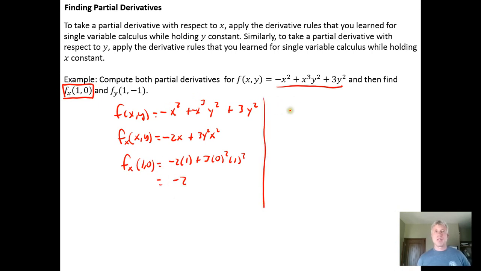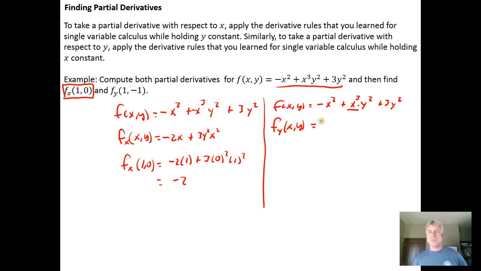So if we're taking the derivative instead with respect to y, we just start off with our original function, negative x squared plus x cubed y squared plus 3y squared. The partial derivative with respect to y will be a function of two variables, x and y. We're going to treat x as if it's a constant because we're taking the derivative with respect to y. So treating x as a constant, the derivative of negative x squared is 0 plus, now we're treating x cubed as a constant, so we're going to treat it like it's the coefficient on y squared. We take the derivative with respect to y.